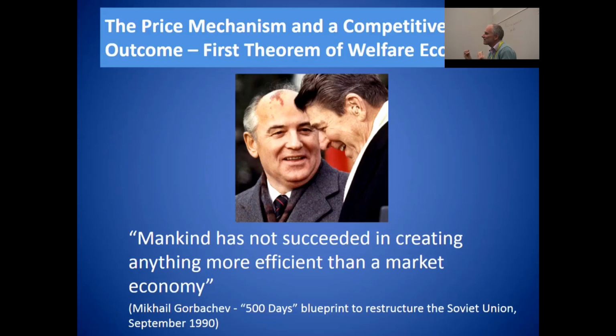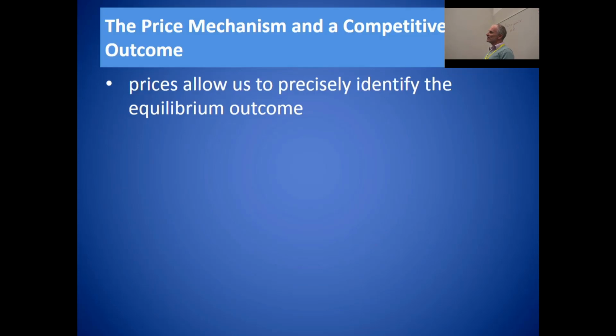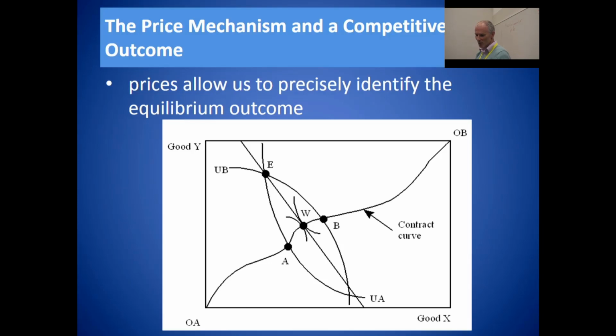If you want to get efficiency in markets, and the way that we've described it is in terms of Pareto efficiency, you can absolutely guarantee that by having competitive markets. That is the first theorem of welfare economics. Any competitive outcome is Pareto efficient. What that last diagram also allows us to do, though, is identify precisely where the equilibrium is going to occur.